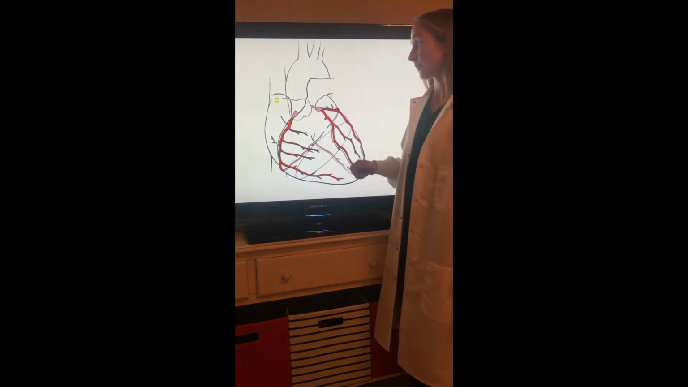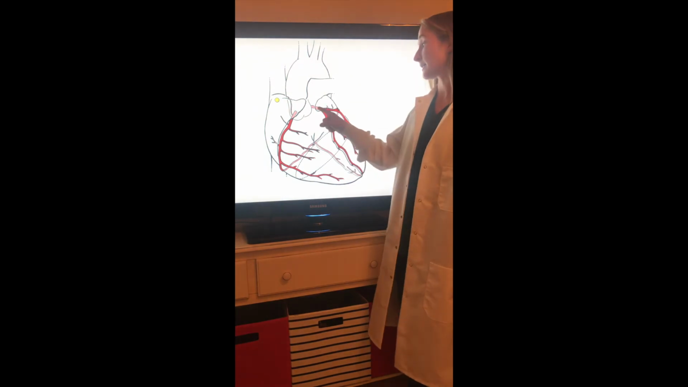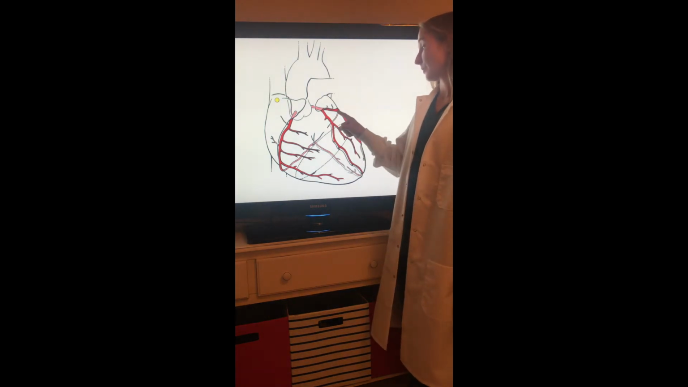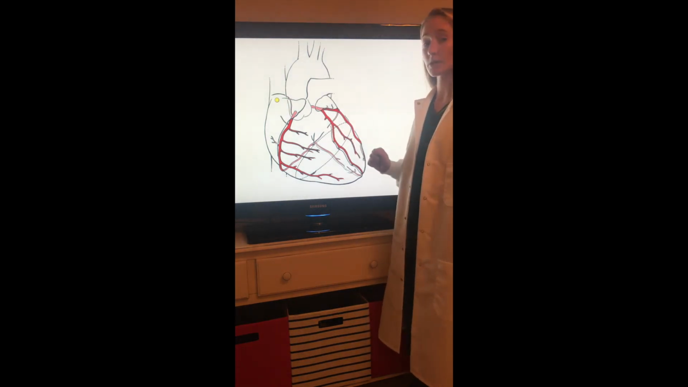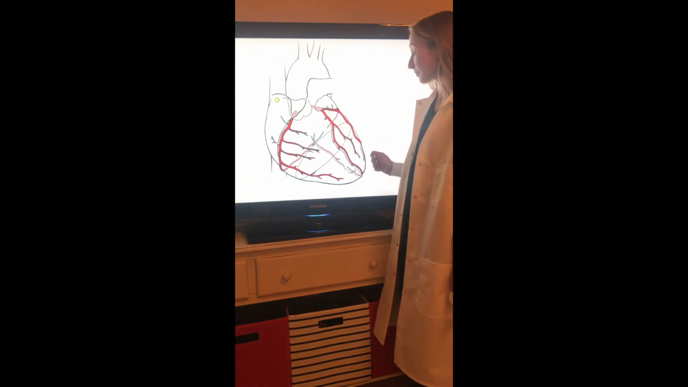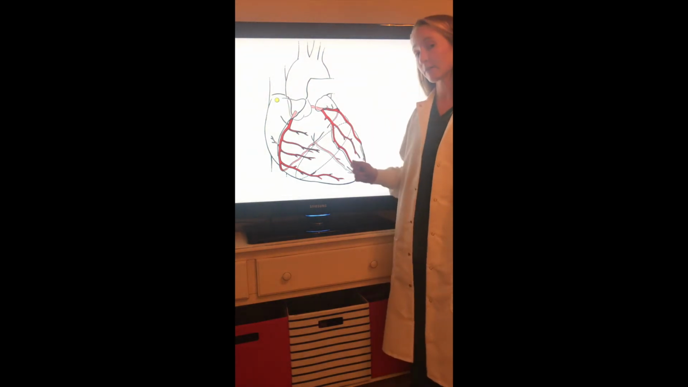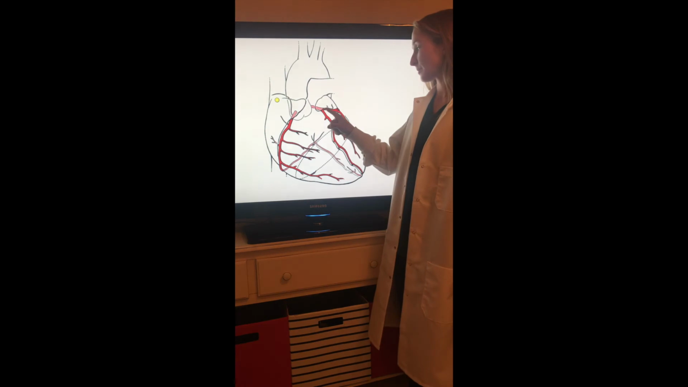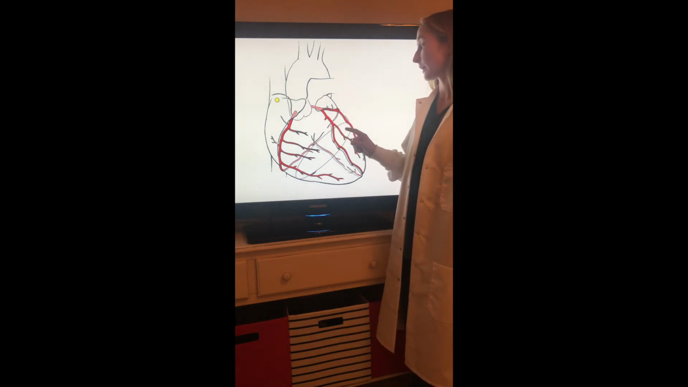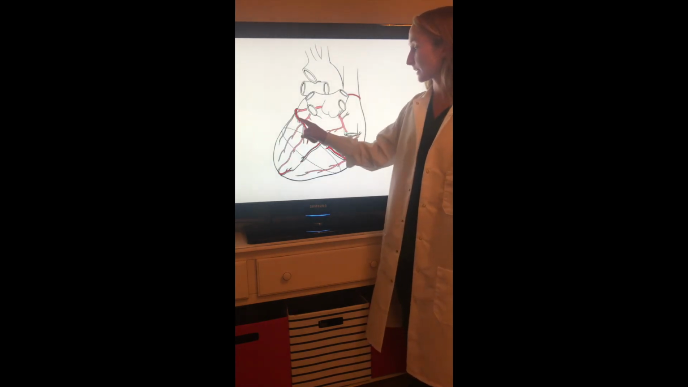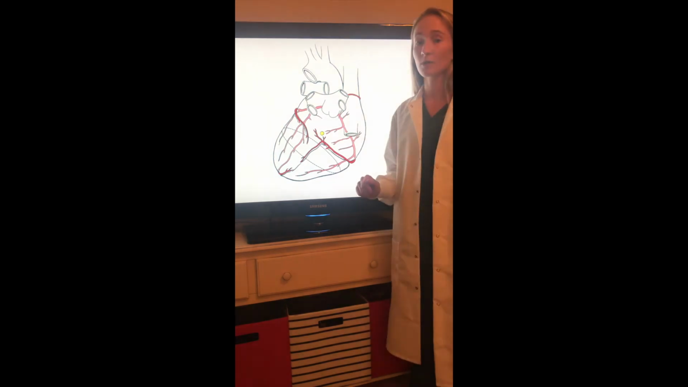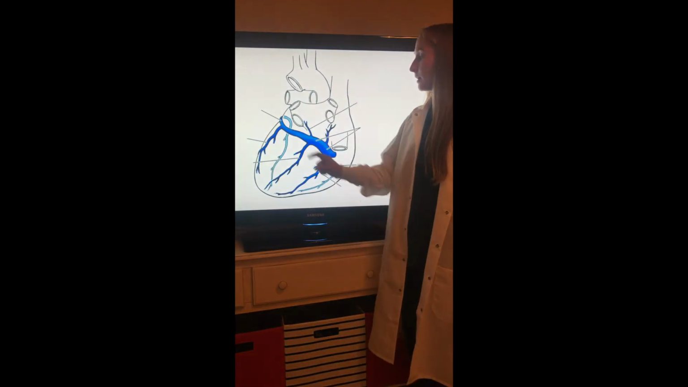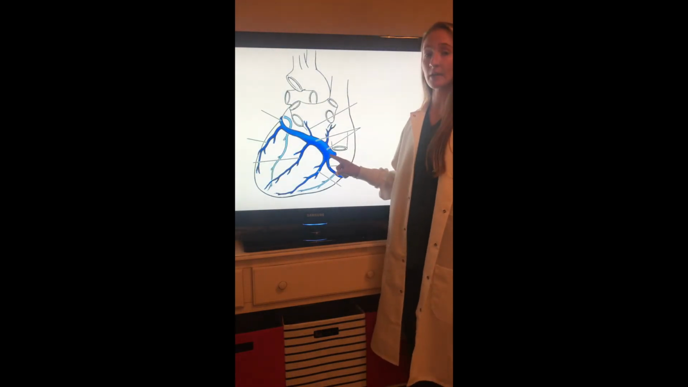The next branch off of the left coronary artery is the circumflex branch, which gives way to the left marginal branch, which follows the left border of the heart and supplies the left ventricle. The circumflex branch continues around the coronary sulcus to the posterior aspect of the heart, where it terminates within the coronary sulcus. The coronary sinus is the major vein of the heart.